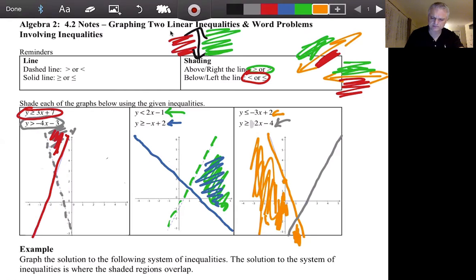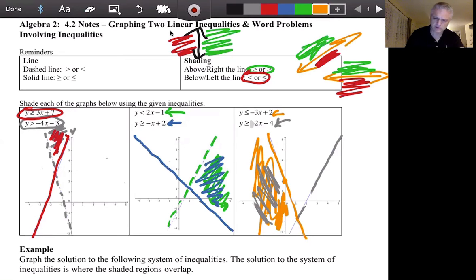For the gray, it says is greater than or equal to. So it's going to be above the gray line, which would be this region and this region. Those are above the gray boundary line. So hopefully you can see that this region here only applies to the gray. This region down here only applies to the orange.